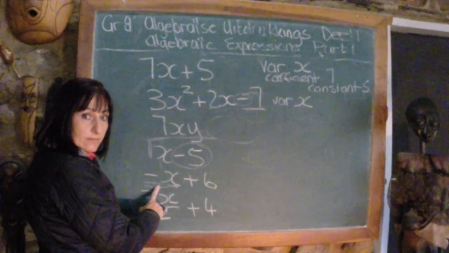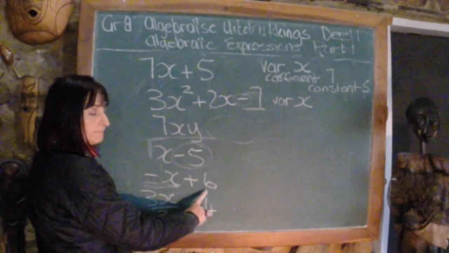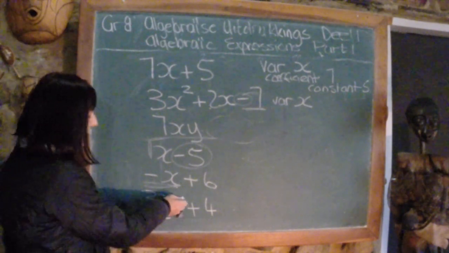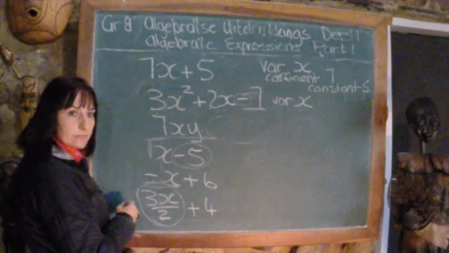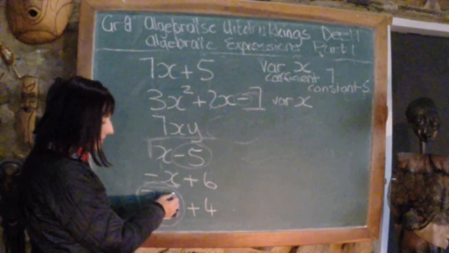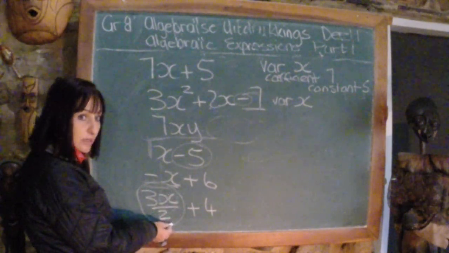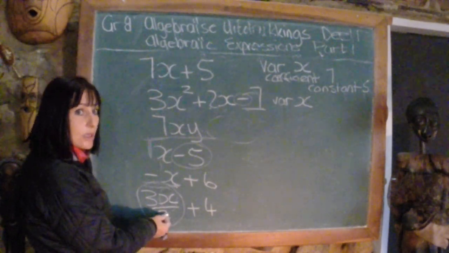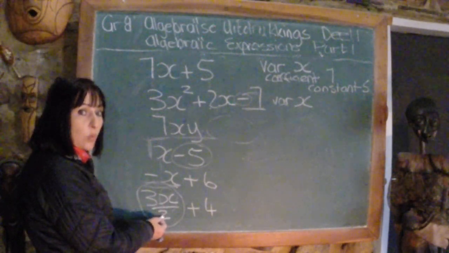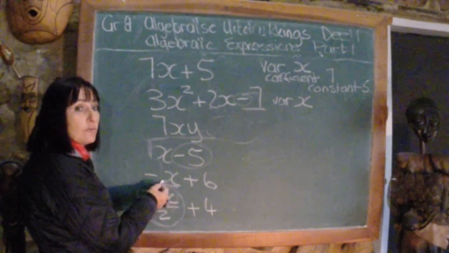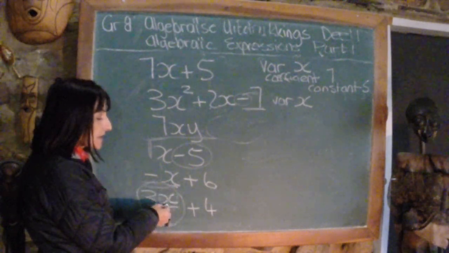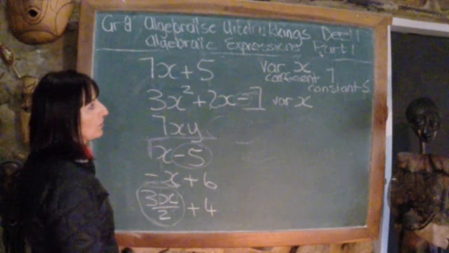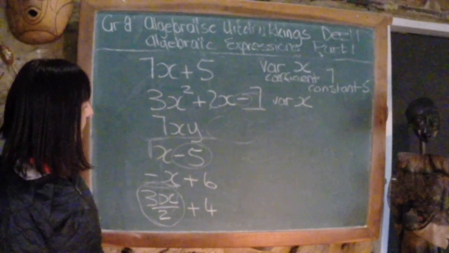And the constant? 6. Well done. What's the coefficient of this x? What's attached to this x? Be careful. It's a fraction. 3 on 2. So it's 3 on 2, and that's 1.5. That's the coefficient. The variable is x, and the constant is 4. Constant is 4. Well done.